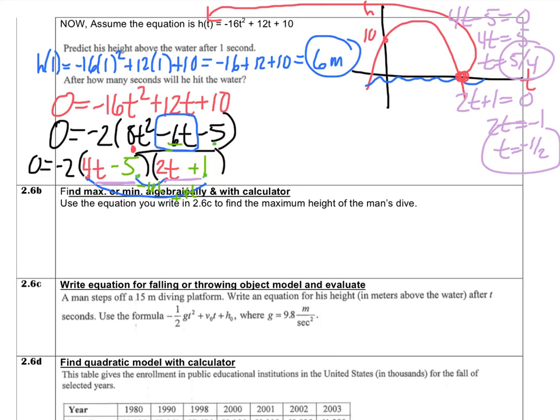Again, be realistic. In this thing, time cannot be negative, so this answer gets crossed out. The answer here is going to be 5/4 of a second. That's how you do it with factoring.